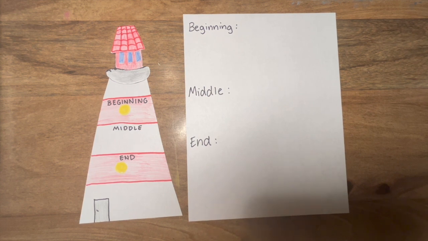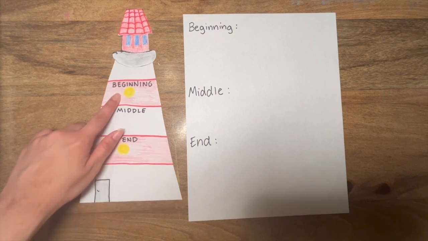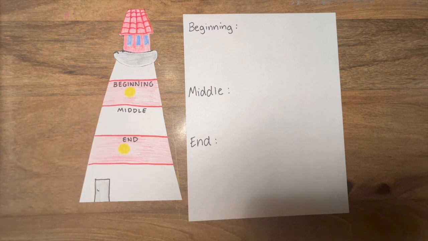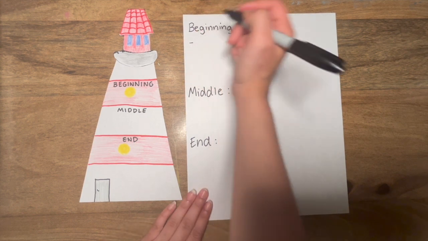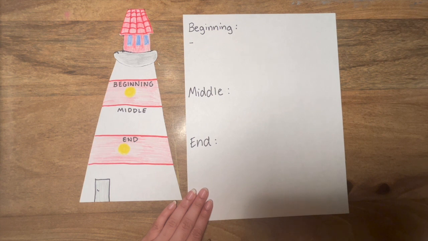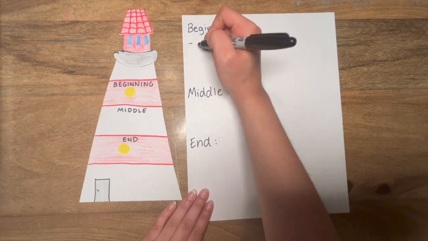Awesome, so we just read that crazy cool story. So let's go over what the story structure is with our lighthouse. Okay, so at the beginning of the story, we know that Liam, the protagonist, meets or notices an alien clown wandering around in his neighborhood. So I'm going to put that Liam meets the alien clown.